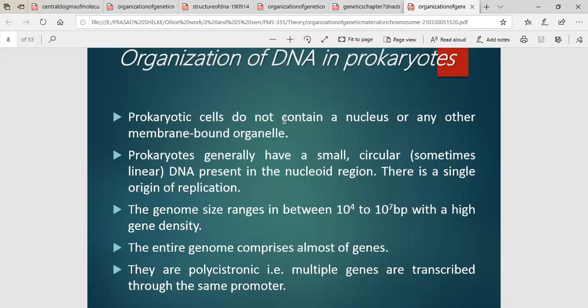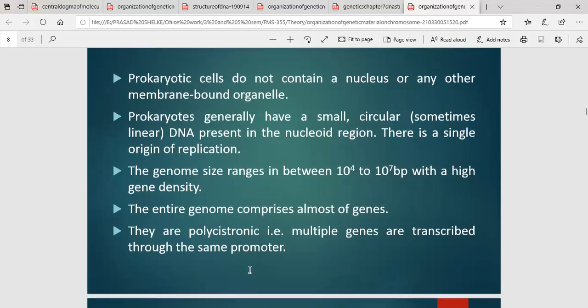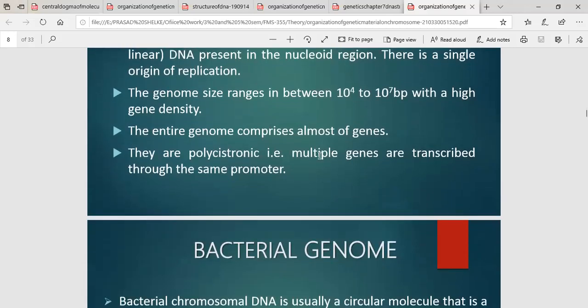Okay, the high gene density. So it contains a high number of genes. Due to its compact structure, the prokaryote, that is the bacteria, contains a high density of genes and a medium to large amount of DNA. So this base pair, the base means nitrogen bases A, T, G, C, and it is about 10 raised to 4 times, that means 10,000 to something like 10 lakhs. So the entire genome comprises almost entirely of genes. This is the term polycistronic.